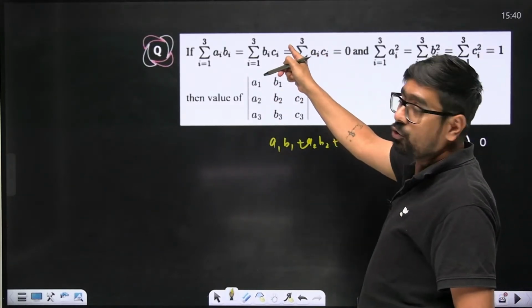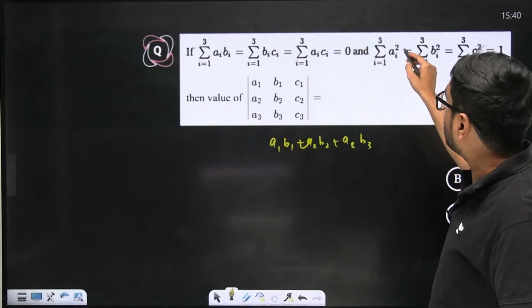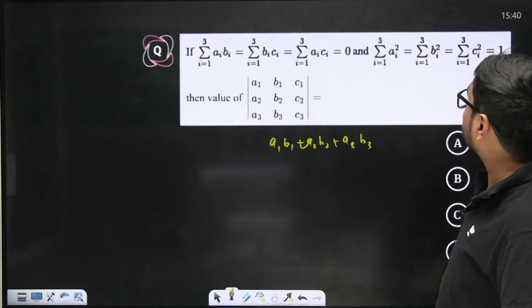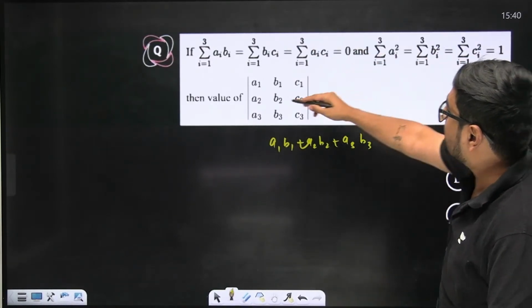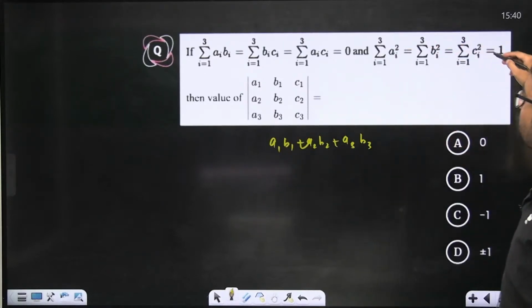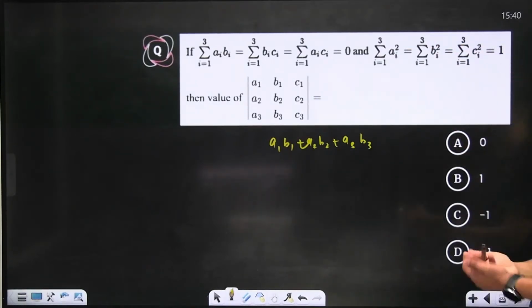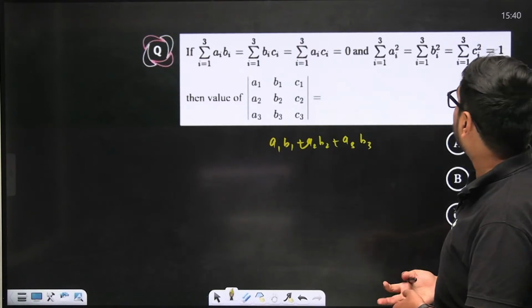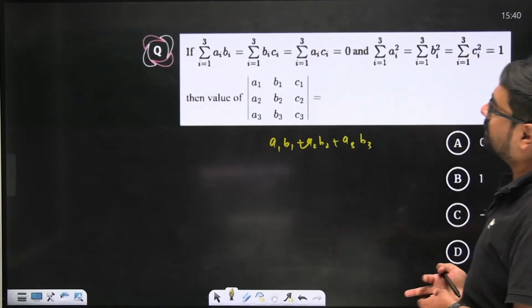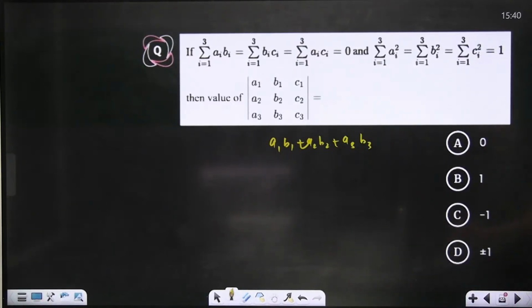If this is also true and this is also true: A1 square plus B1 square plus C1 square, A1 square plus A2 square plus A3 square, B1 square plus B2 square plus B3 square, C1 square plus C2 square plus C3 square is equal to 1. That means this is a completely orthogonal matrix. So A into A transpose will be equal to identity.